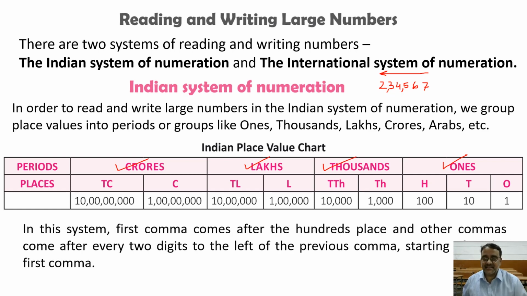So in this system, first comma comes after the 100 place and other commas come after every 2 digits to the left of the previous comma, starting after the first comma. So this is the rule. We'll see a few examples also. एक example देख लेते हैं.